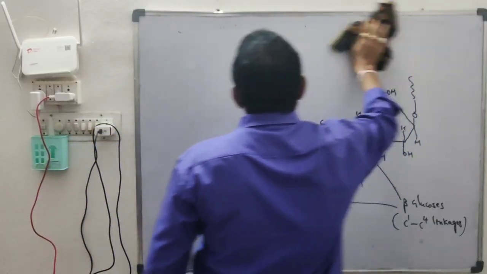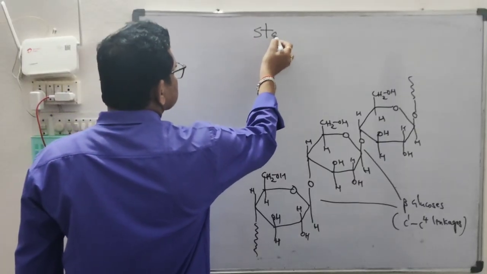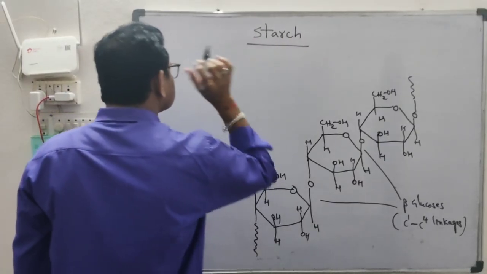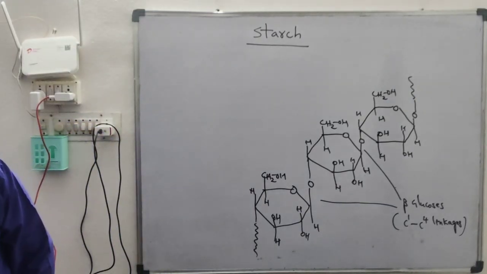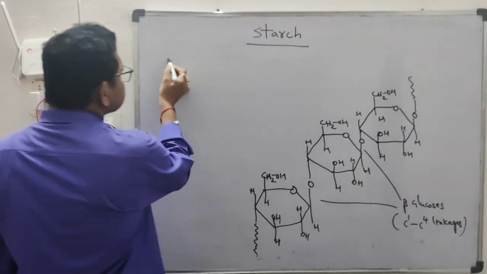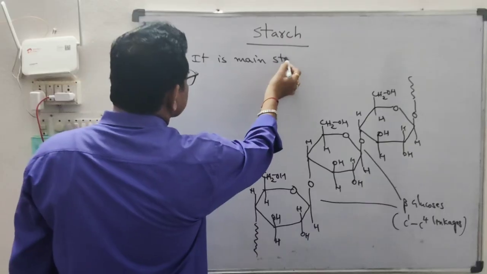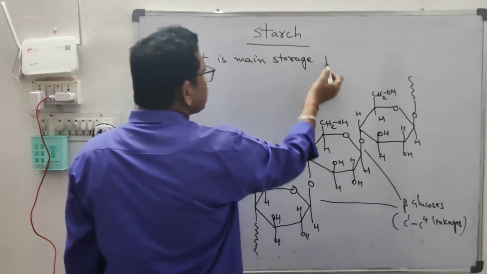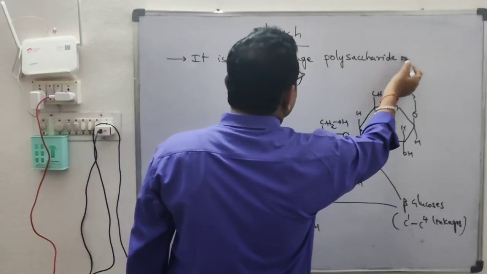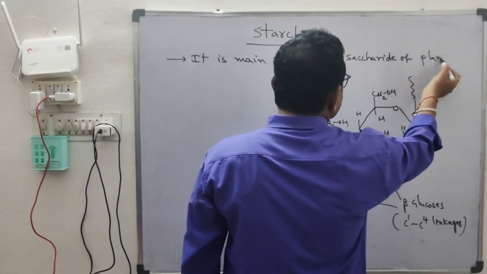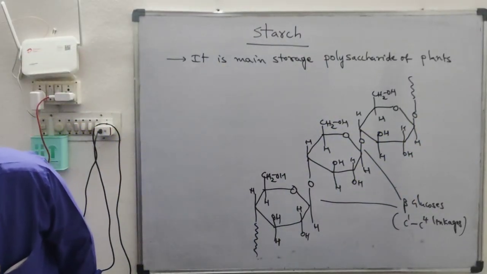Now we are going to study the polycarbohydrate, that is starch. You write down starch. It is the main storage polysaccharide of plants. అంటే ప్లాంట్స్లో ఎక్కువ భాగం ఏముంటుందంటే స్టార్చ్ ఉంటుంది, పిండి పదార్థం ఉంటుంది ప్లాంట్స్.